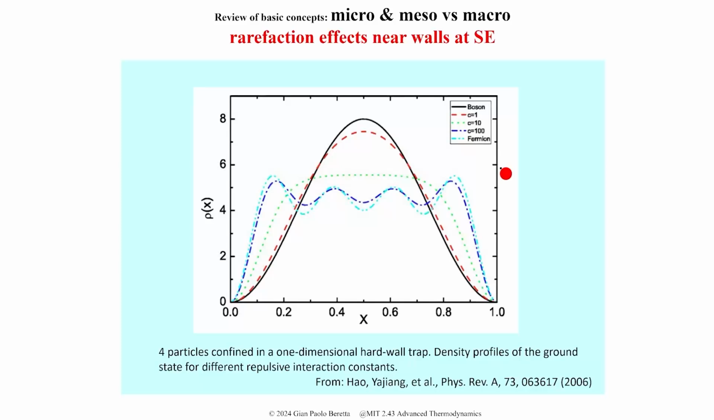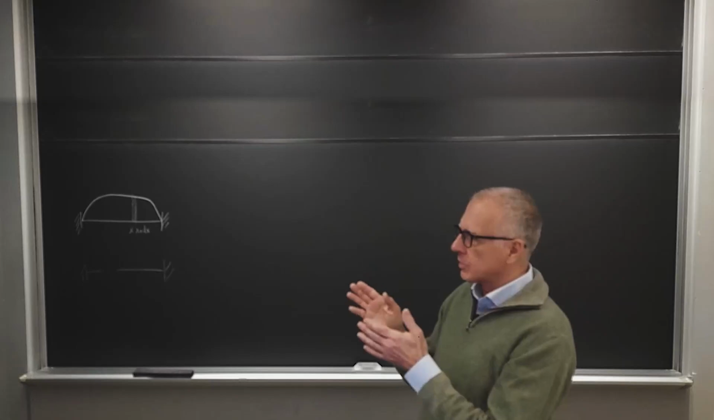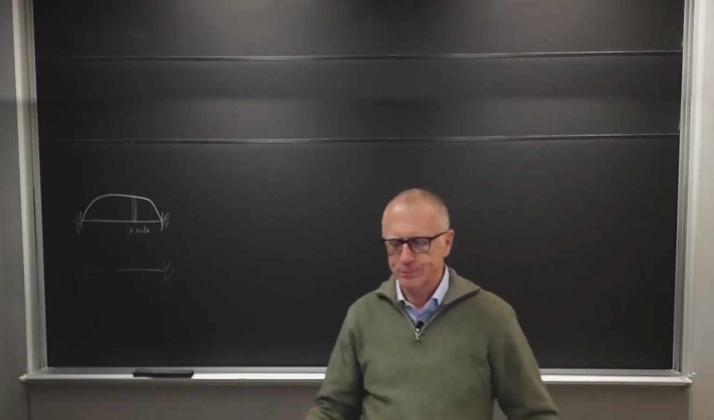The common feature that is important to us is that at the wall it goes to zero. So that means I would call it a rarefaction effect. You can think of it as a gas, a probability gas, but it's rarefied at the walls.